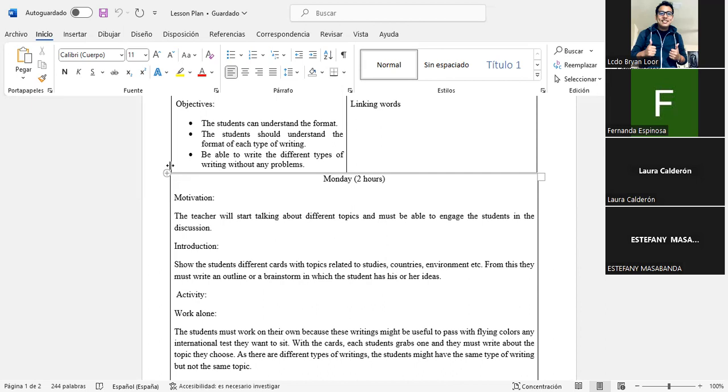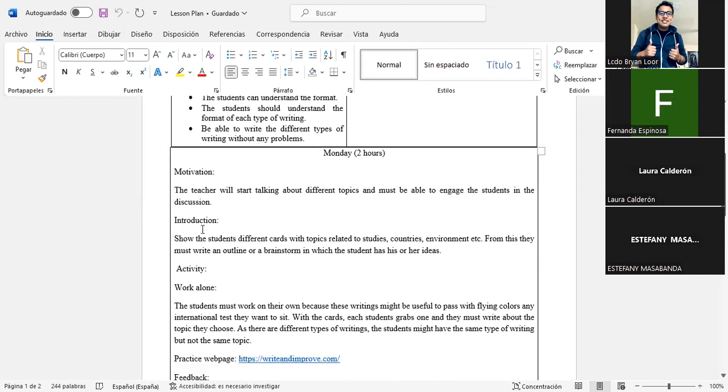It says, in this case, you must work alone because it's a skill you need to develop. The students must work on their own because these writings might be useful to pass with flying colors any international test they want to sit. With the cards, each student grabs one and they must write about the topic they choose. As there are different types of writing, students might have the same type of writing, but not the same topic.